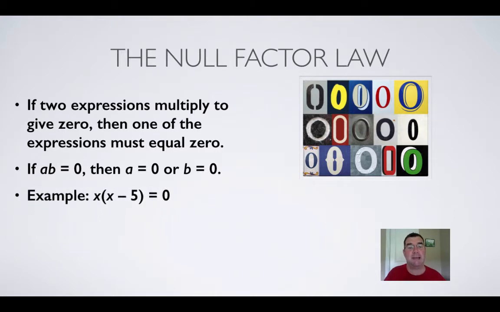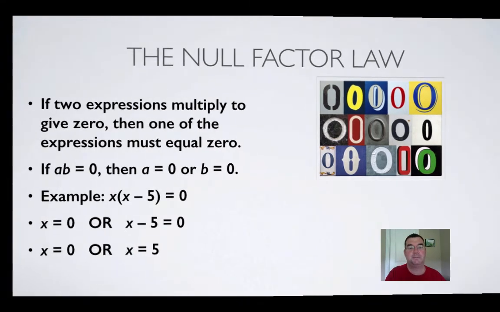For example, if I have x times x minus 5, and that equals 0, then I know that either the first thing, x, equals 0, or the second thing, x minus 5, equals 0. And I solve those equations. The first one's already solved, x equals 0, but there's a little more work involved to solve the second equation, and that says that x equals 5. So those are my two solutions to that example.